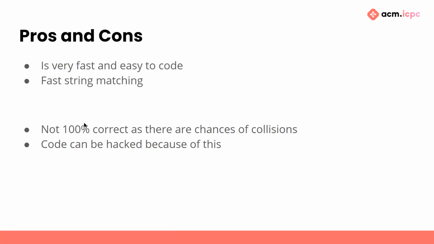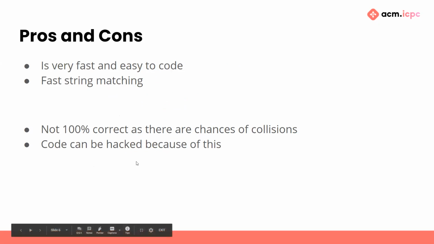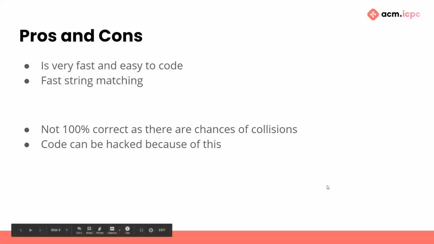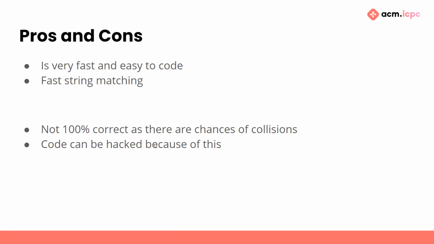However, the cons are that it's not 100% correct because it's not deterministic and there's chances of collisions. So if there's collisions, then your program will not work correctly, since it will be saying that two different strings are equal to each other, and we don't want that. So because of this, your code can be hacked, or in other words, it can be given a test case where it will provide the wrong output.